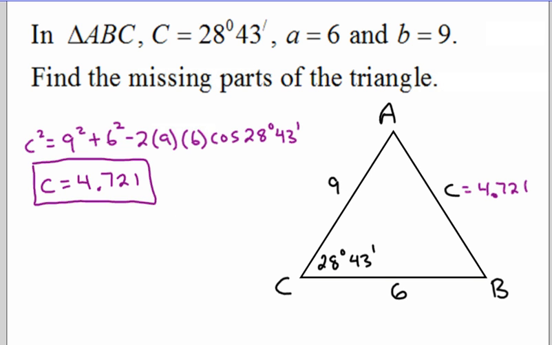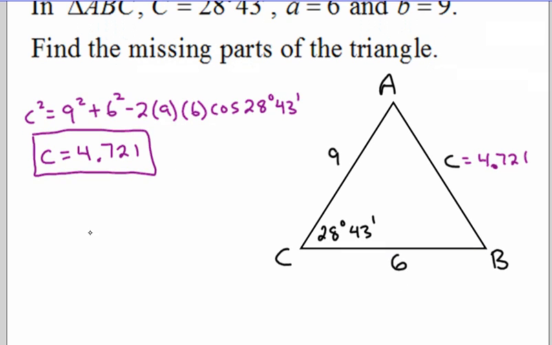Okay, so to find angle B, I'm going to put side B by itself. So 9 squared is going to equal the sum of the other two sides squared. So 6 squared plus 4.721 squared. Then minus 2 times 6.